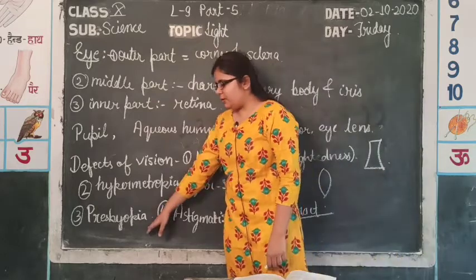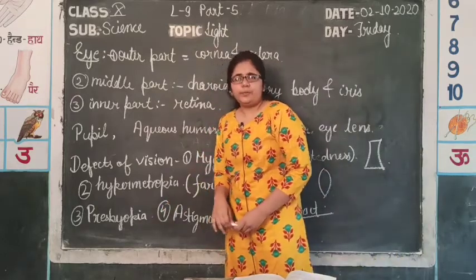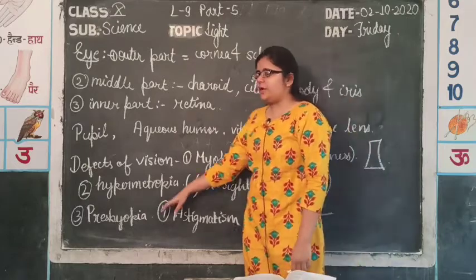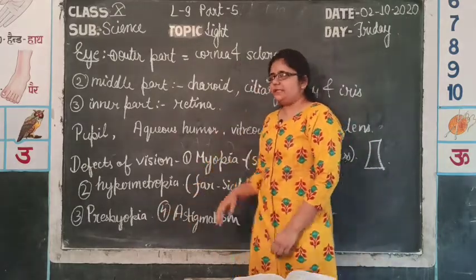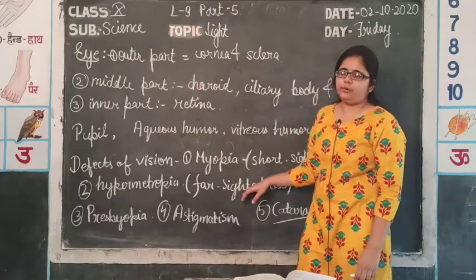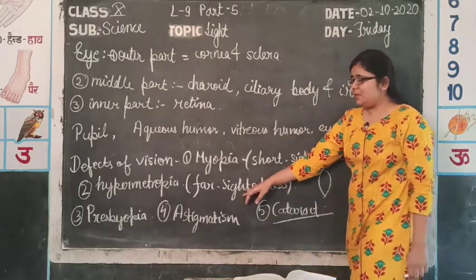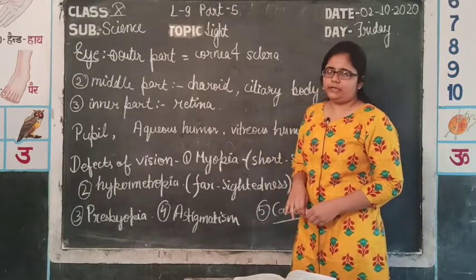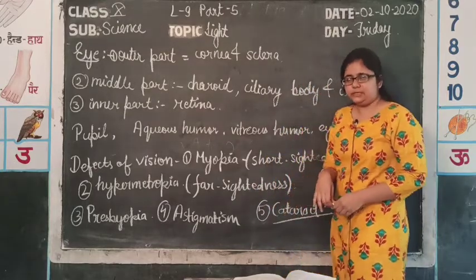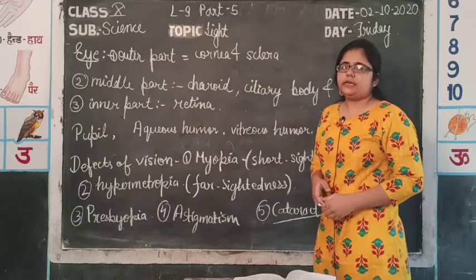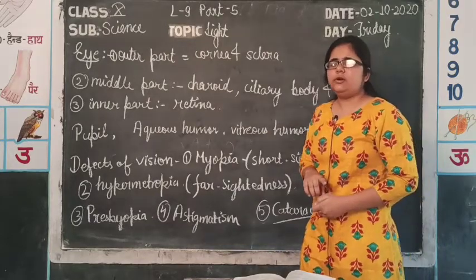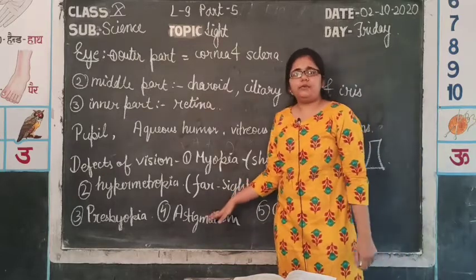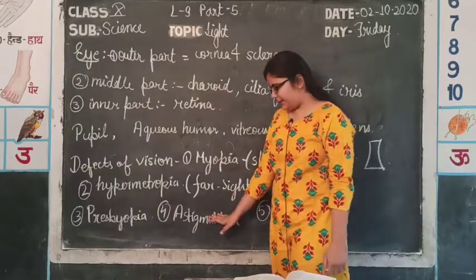Third one is presbyopia. This defect is mainly present in old age persons. In presbyopia, both types of defects, myopia and hypermetropia, are present. So in this kind of defect we use both concave as well as convex lenses. Concave lenses, which are diverging, are present on the upper side of the glass, and the convex lens is present on the lower side.